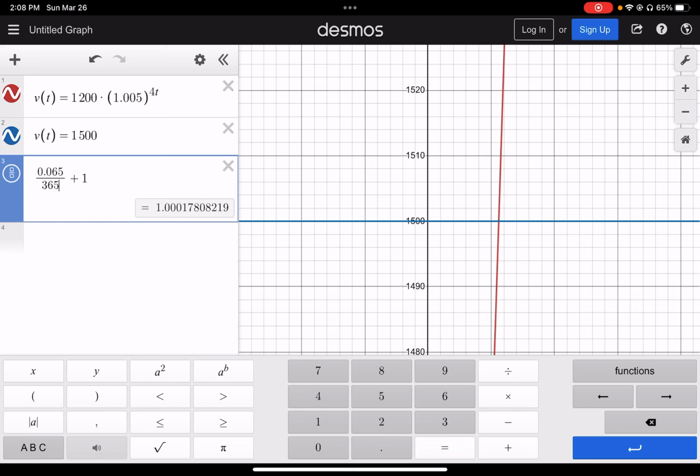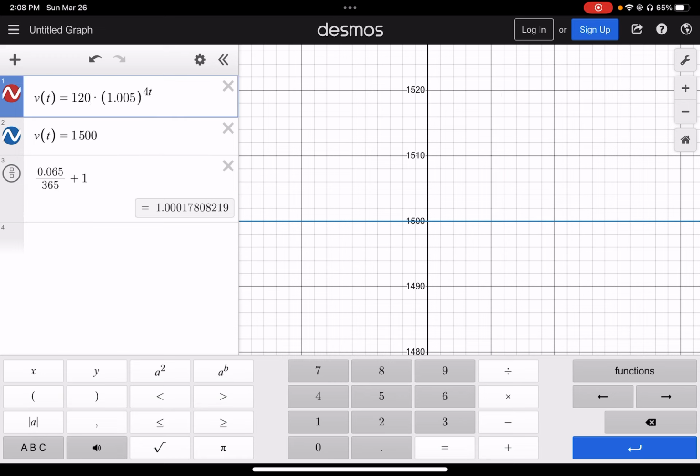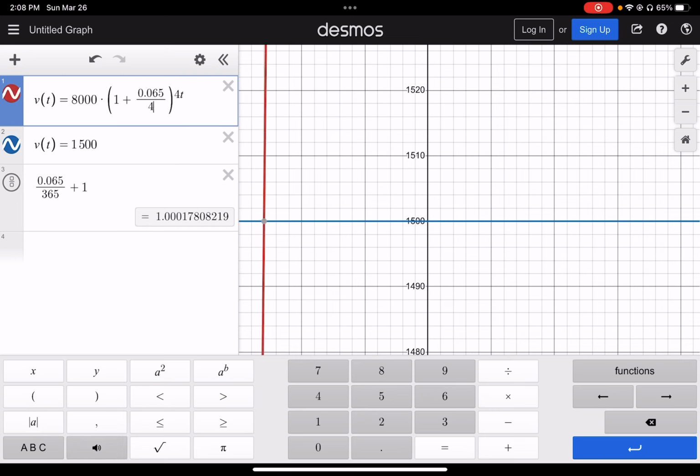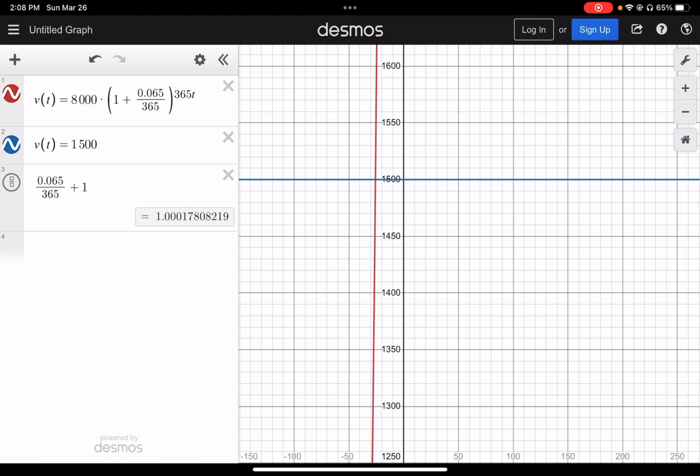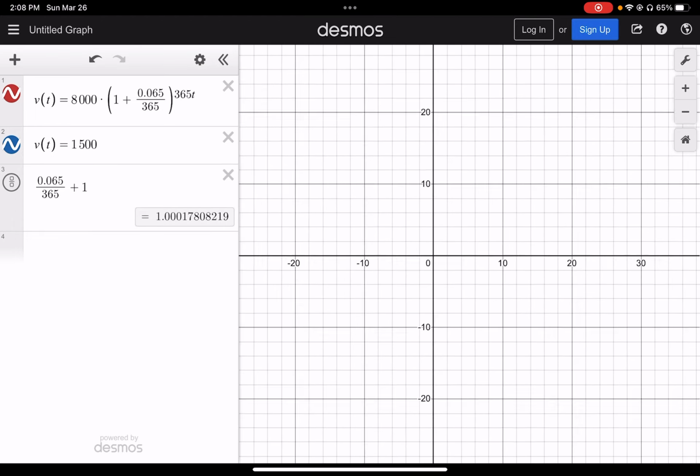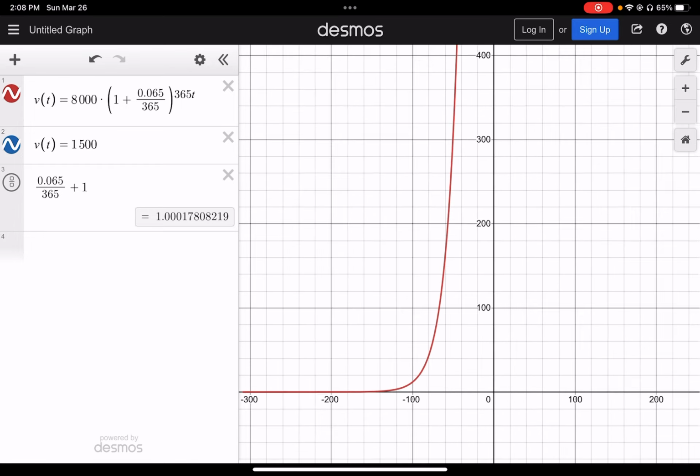So in this particular case, seeing that crazy decimal, I would just type in that entire equation. So I'd go our 8,000 principal. We have times, I'm going to use our actual whole equation. So 1 plus 0.065 divided by 365 to the power of 365t, which gives us this exponential graph here.